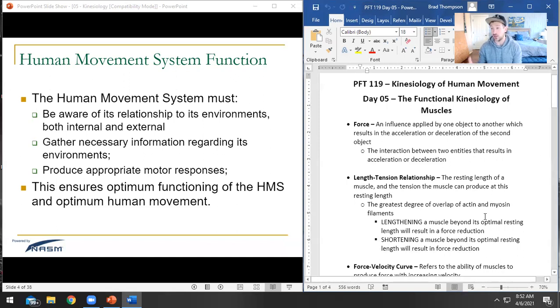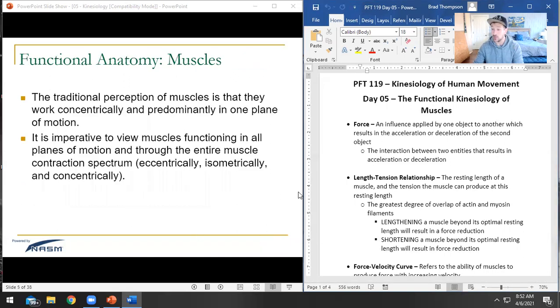All of that is going to help you produce the appropriate responses, and that's going to help ensure the proper movement of our human movement system here, right? So here's the thing about muscles, right? We have to look at how your entire body is working together. I love this sentence right here. The traditional perception of muscles is that they work concentrically and predominantly in one plane of motion.